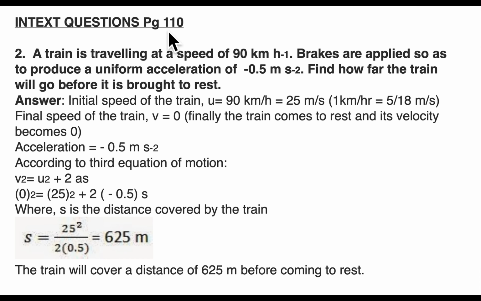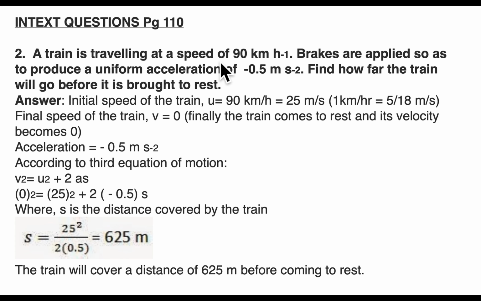Next question is on page number 110. Question number 2. A train is traveling at a speed of 90 km per hour. Brakes are applied so as to produce a uniform acceleration of minus 0.5 meter per second square. Find how far the train will go before it is brought to rest. Now, the train has to stop. When an object stops, then final velocity or final speed is always taken as 0. And when an object or a train or a car starts from rest, then initial speed, or you can say initial velocity, is always taken as 0.